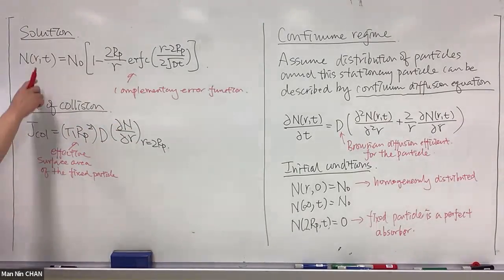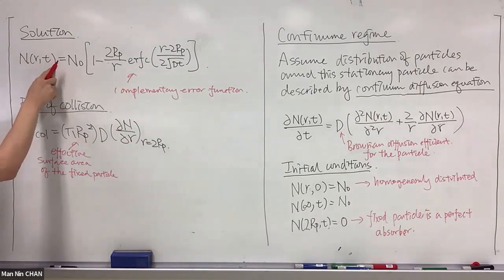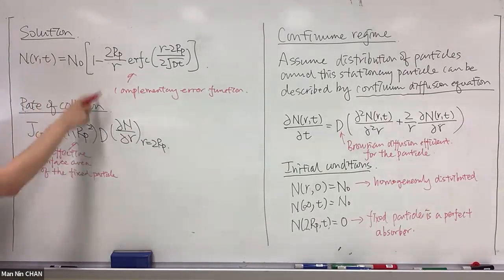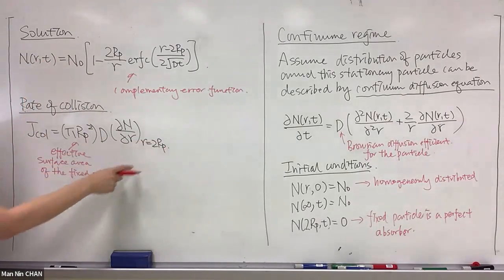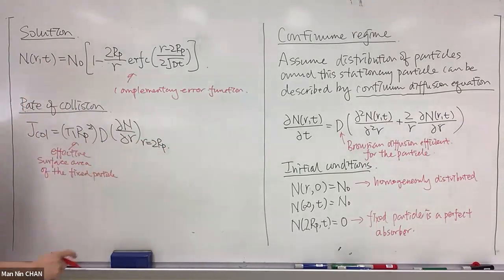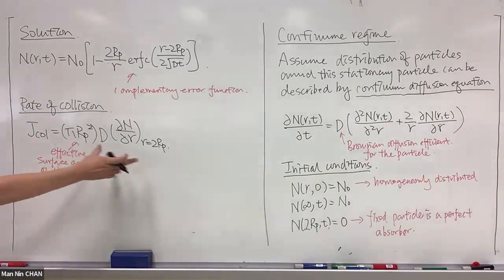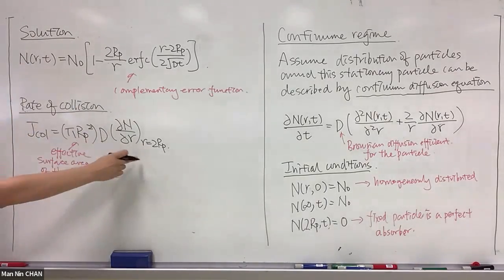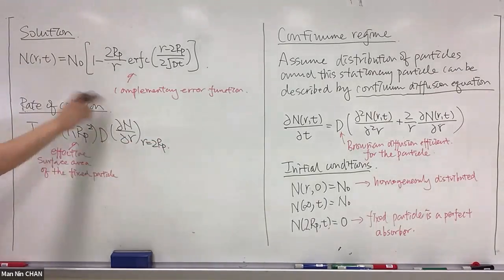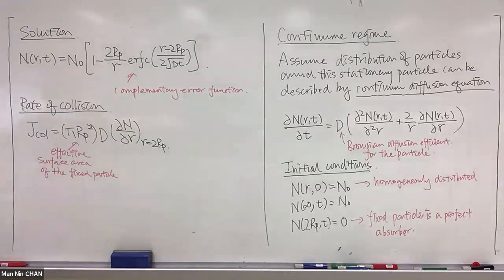Because you have the equation for the distribution of the particle, you can take the derivative of this one and set R equal to 2 Rp, and then substitute back into this equation and calculate the rate of the collision. So if you solve this, you take the derivative with respect to R, set R equal to 2 Rp here, and then substitute into this.